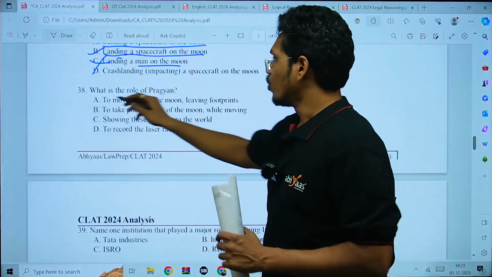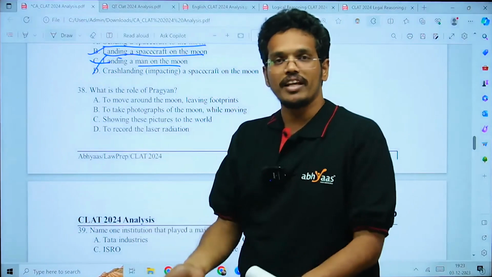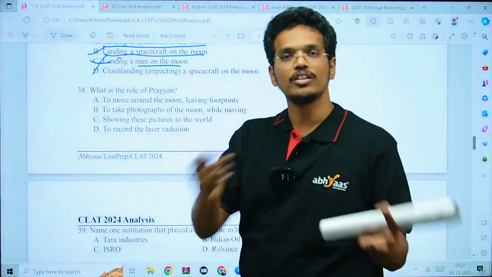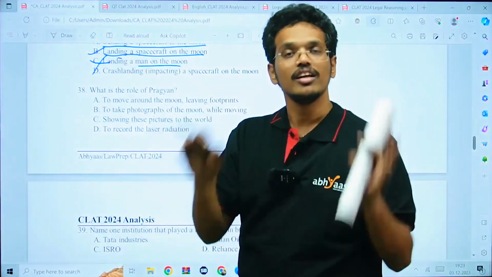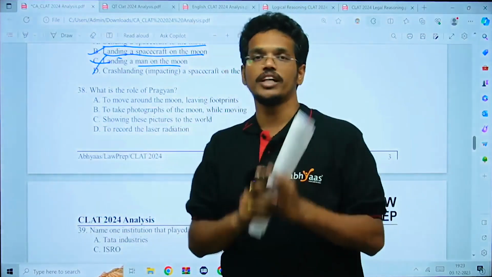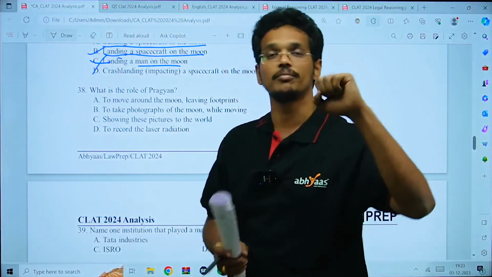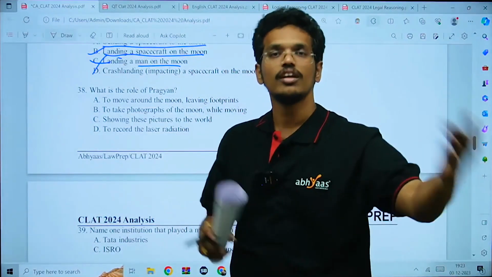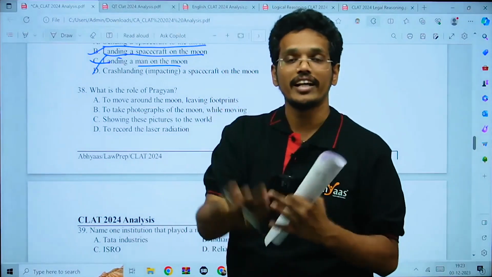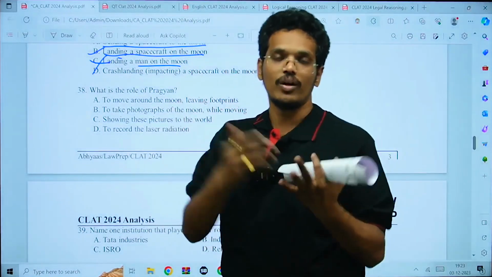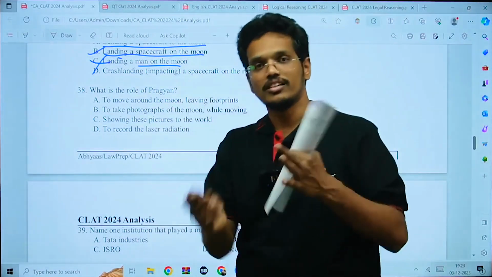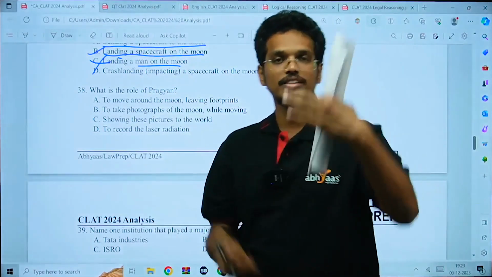See, what is the role of Pragyan? Why have we sent Pragyan there? To collect some samples, to identify the images, everything. The actual objective of Pragyan is to move around the surface of the moon and to collect some photographs to show the world. By analyzing that data, we can know some answers, such as the temperature on the moon, the temperature difference between the upper surface and lower surface, like that.